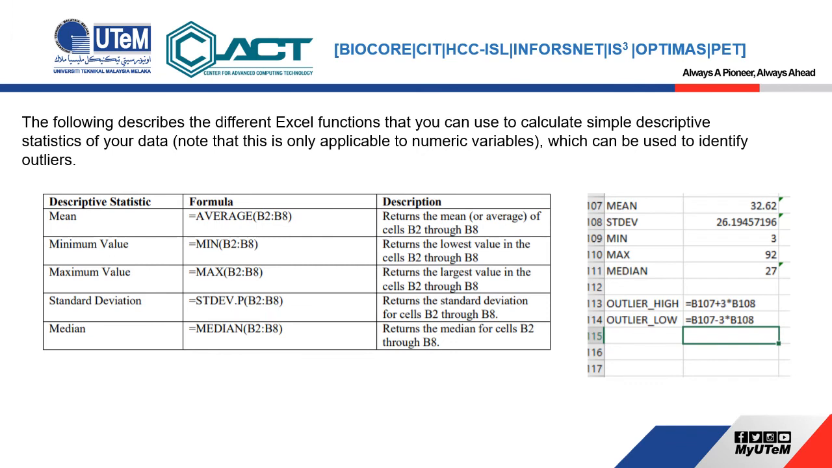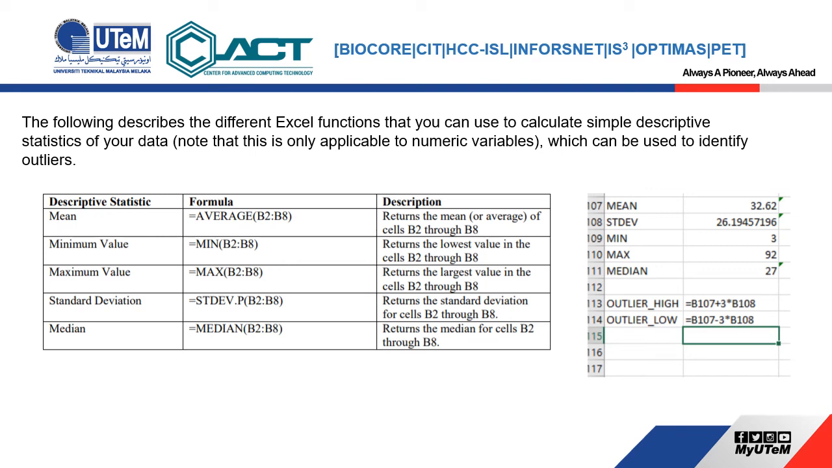So inside Excel, there are functions that you can use to calculate simple descriptive statistics, as shown in this table. We have to calculate the mean, there is the AVERAGE function; minimum value MIN, maximum value MAX, standard deviation is STDEV, and median, and so on.